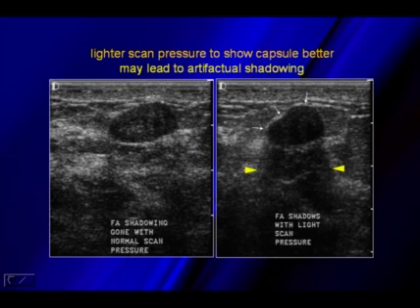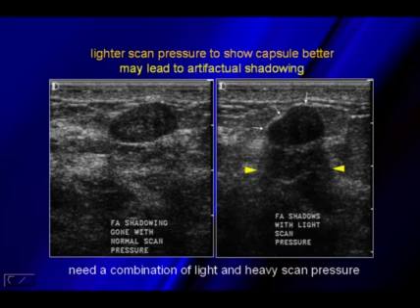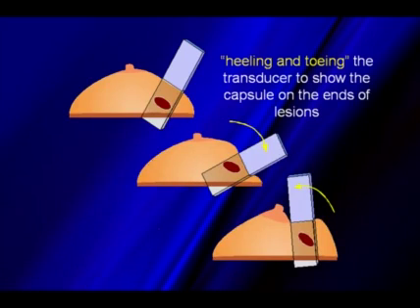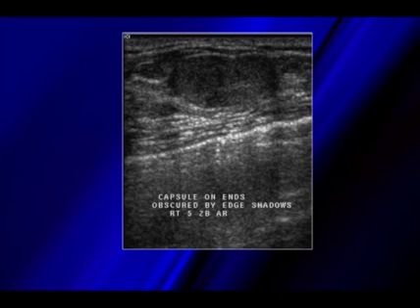So in real time, you want to scan with normal pressure and lighten your pressure to be able to see the capsule a little bit better. You will need a combination of both heavy and light scanning pressure. The other thing is making sure that the capsule is complete all the way around the ends of a lesion. You can see on this fibroadenoma, we can see the capsule very well on the anterior and posterior surface, but we don't see it very well on the ends of the lesion.